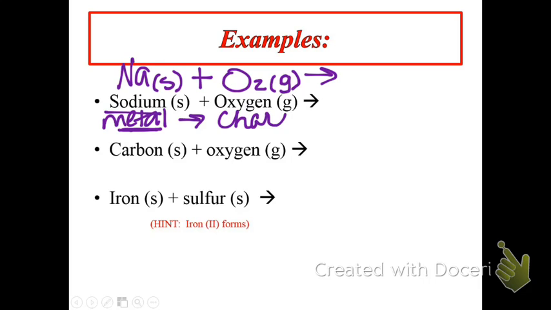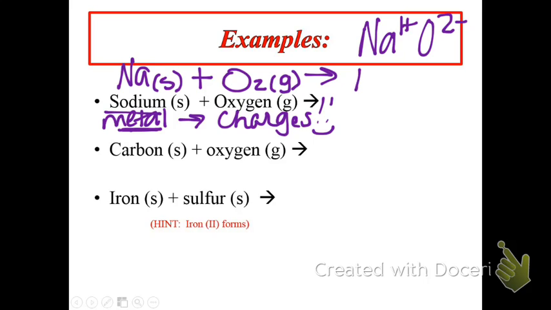Now the key, the reason I asked if it was metal, is because that tells you you're going to do just like we did with our formula. And you're going to use the charges, meaning that I'm going to come up here in my free space. Sodium makes a 1 plus charge. Oxygen makes a 2 minus charge. Cross them. The product that you produced is Na2O.